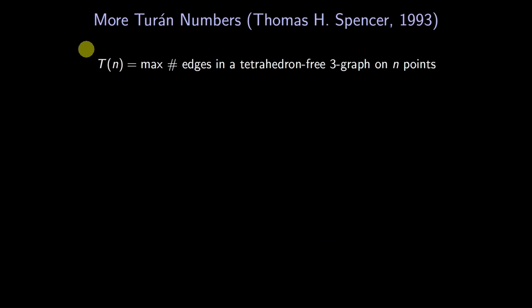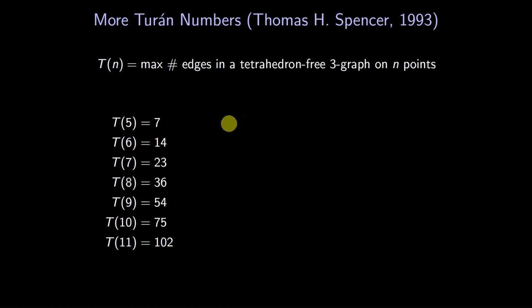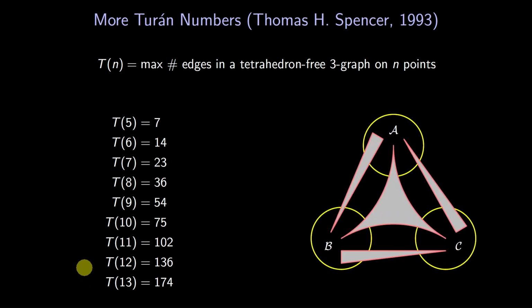Thomas Spencer calculated the Turán numbers up to 13 points. Here they are. For up to 10 points, he did so by hand, but for the last 3 he needed a computer. His numbers confirm that the 3-set construction we gave before is optimal for up to 13 points. These first few Turán numbers will give us bounds on all the higher Turán numbers.